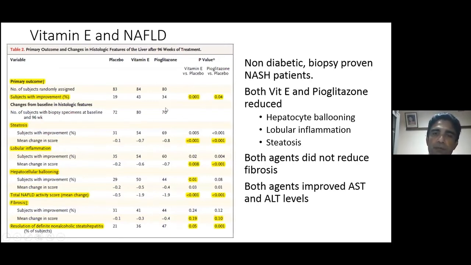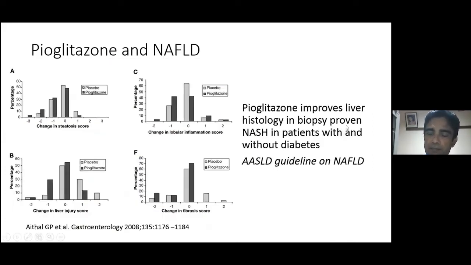In the Pioglitazone group, there was a significant increase in weight. It's one of the main disadvantages of Pioglitazone: fluid retention, osteoporosis, and weight gain. Those are the disadvantages of Pioglitazone. And with vitamin E, there was not much improvement in insulin resistance. So now Pioglitazone improves liver histology in biopsy-proven NASH in patients with and without diabetes. Now this study was conducted in non-diabetic patients. As you can see, a negative value means improvement, a positive value means increased. So the Pioglitazone has improved steatosis, lobular inflammation, liver injury, and fibrosis when compared to placebo.